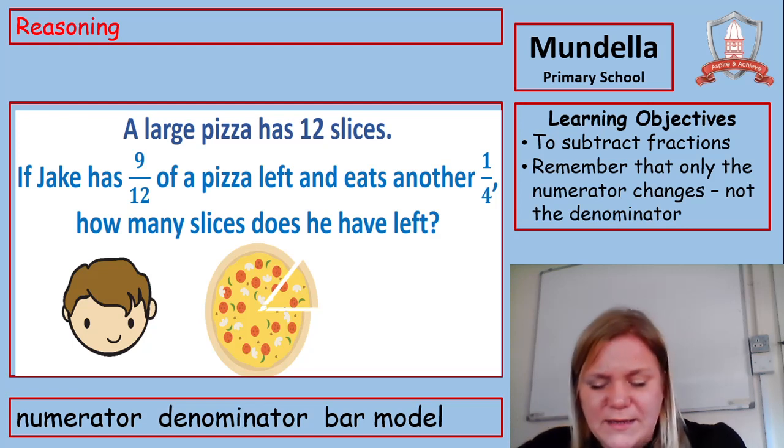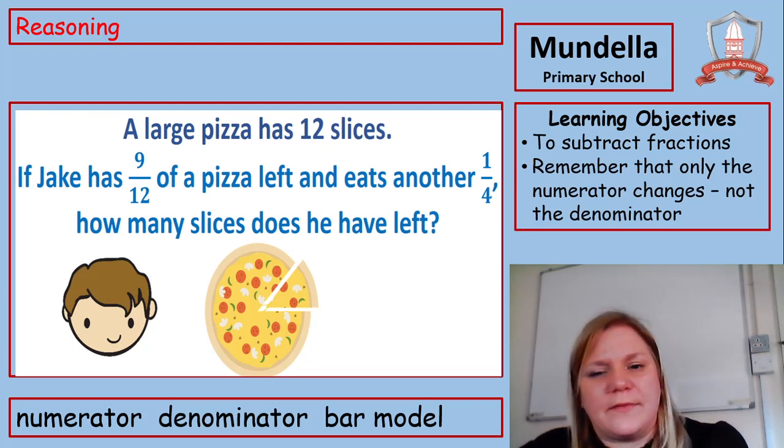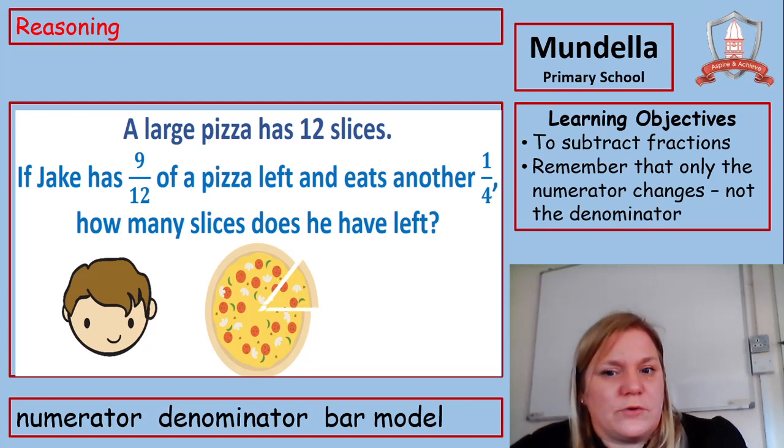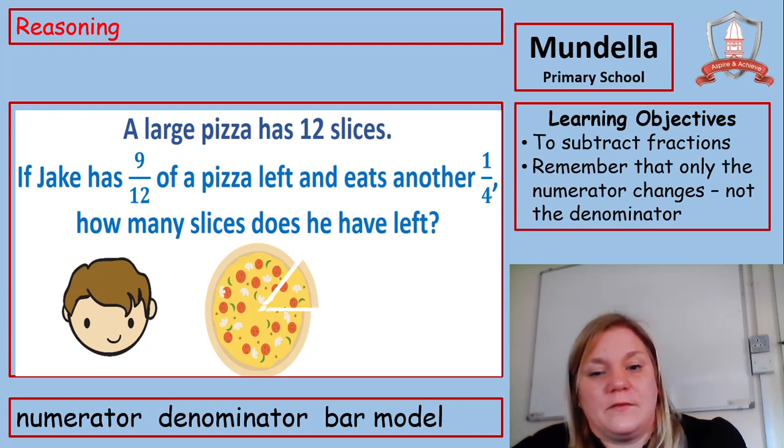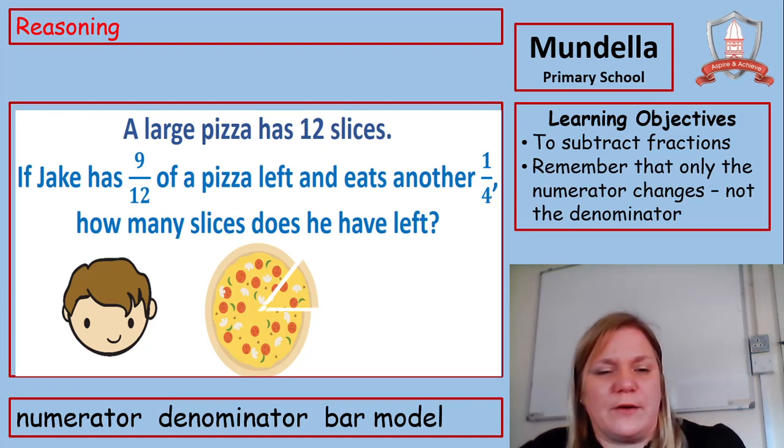Now, what I didn't tell you is that if we remember back to our work on equivalent fractions, when we subtract or add fractions, our denominators need to stay the same. So we have got to make 1/4 into a fraction that is an equivalent amount of 12ths. So 1/4 is actually equal to 3/12, isn't it? So let's read the question again, and instead of saying 1/4, we say 3/12.